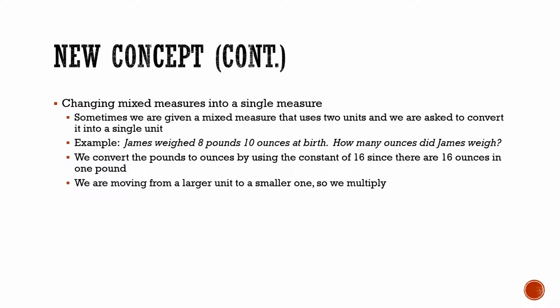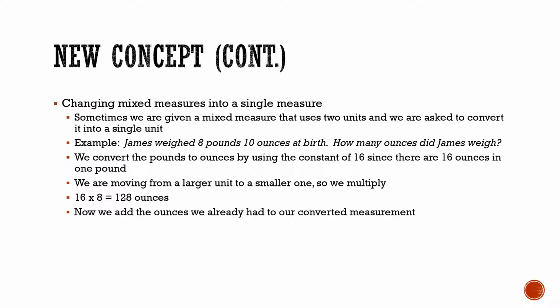We're moving from a larger unit to a smaller one. Pounds are bigger than ounces, so we're going to multiply. 16 times 8 is 128 ounces. And now here's the extra step. We have to add the ounces we already started with to our converted measurement. So the 128 ounces represents the 8 pounds. We have to add the extra 10 ounces, and we find out he weighed.